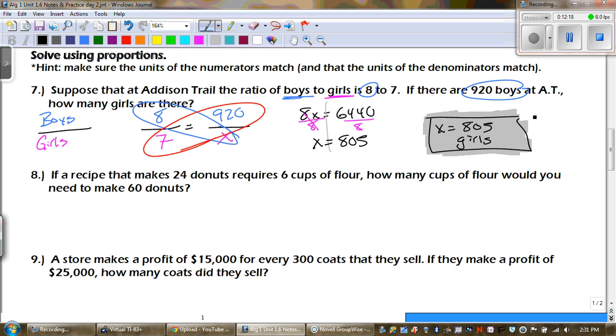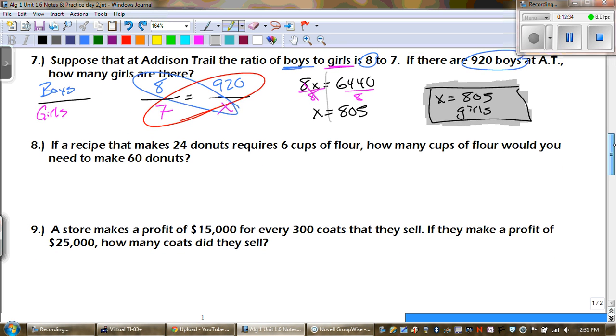And does that make sense? Should we have more or less girls than boys? Well, we should have fewer, because the original ratio says 8 to 7. So yes, there are more boys. Number 8. Why don't you guys pause the video and see if you can set it up all on your own. Good luck.